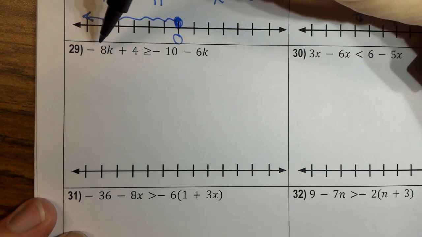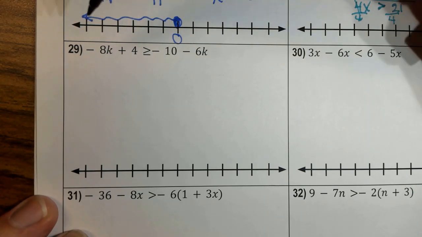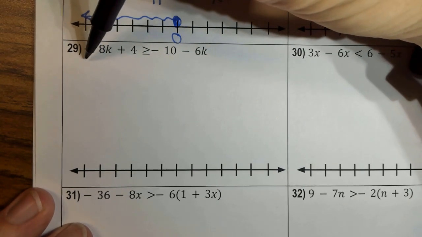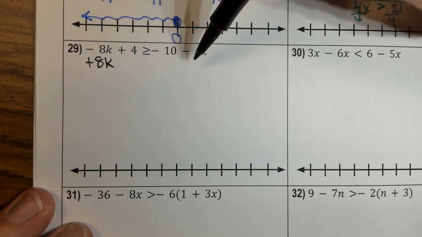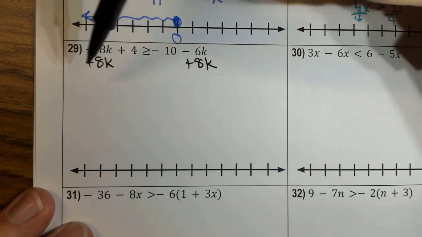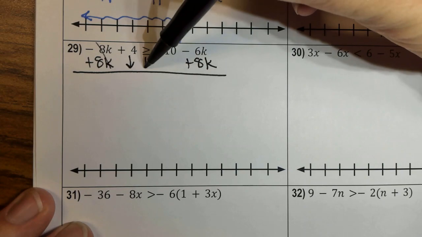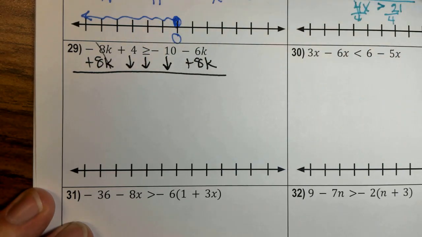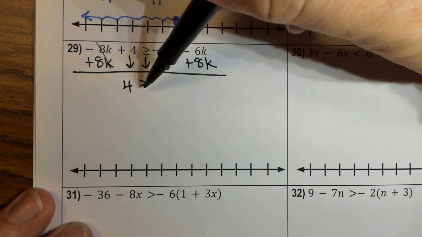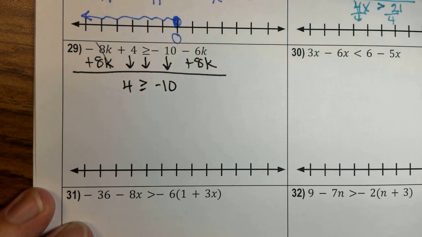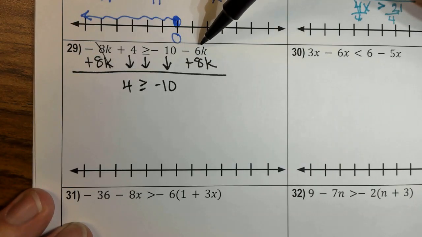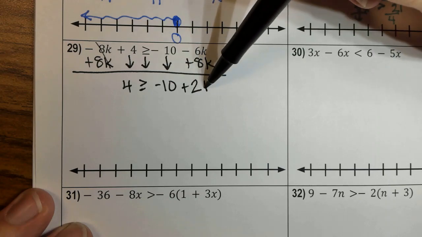So between negative 8k and negative 6k, the negative 8 is smaller. So I'm going to add 8k to move it. So what did I not change? My 4, my sign, and my negative 10. So I can just bring all that down. And then I do positive 8 minus 6 gives me 2k.